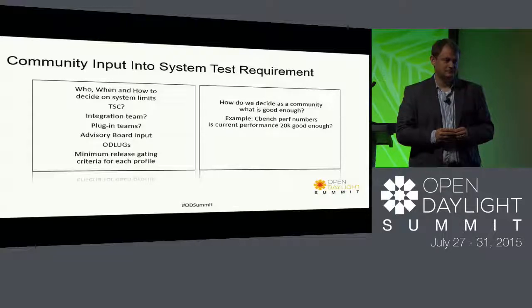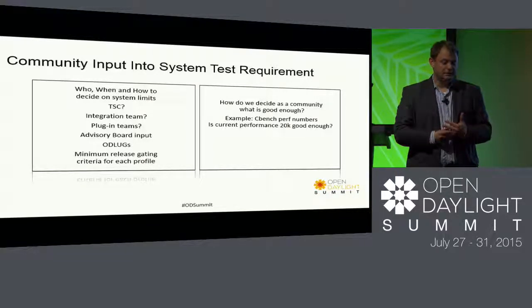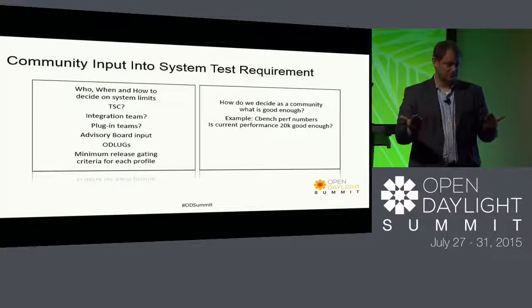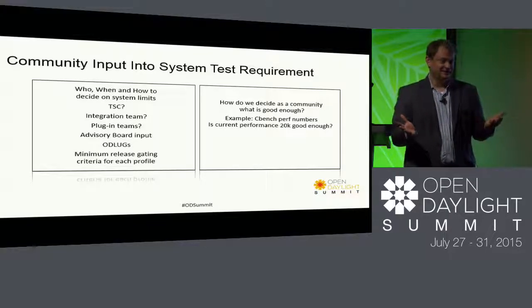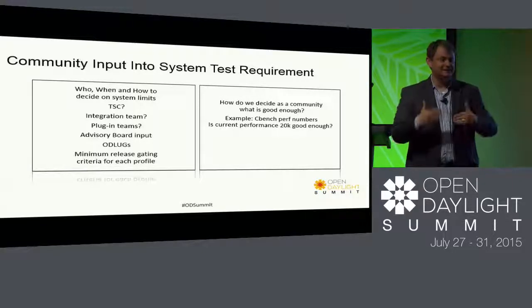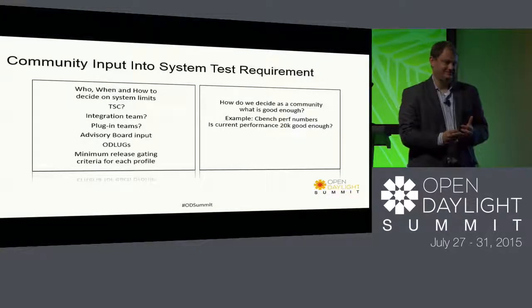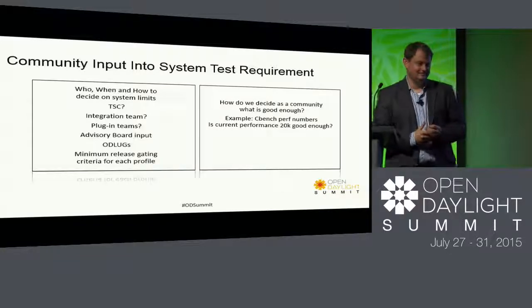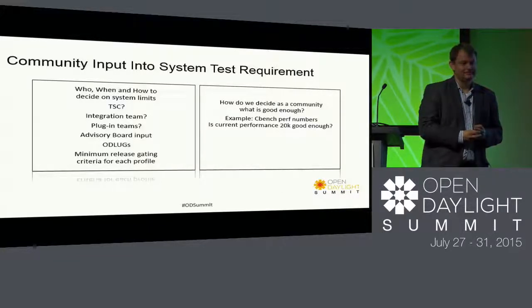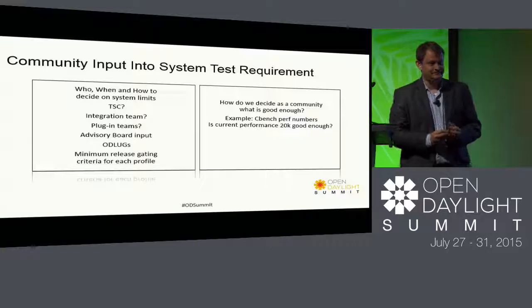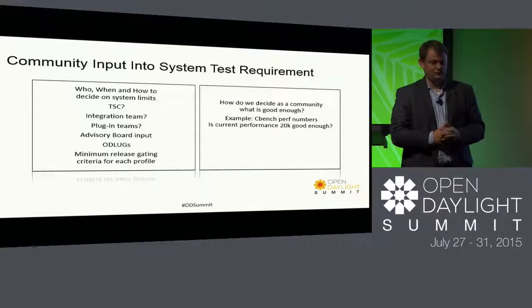But to some extent, the release of Lithium was not gated by any kind of performance criteria. So the question is, should that change for Beryllium, so that unless there is a certain performance, whatever it is, we will not release Beryllium? Also, I think this is very important first, especially with performance and scalability, because how you build your test, especially what the conditions are, is going to determine the results you get.